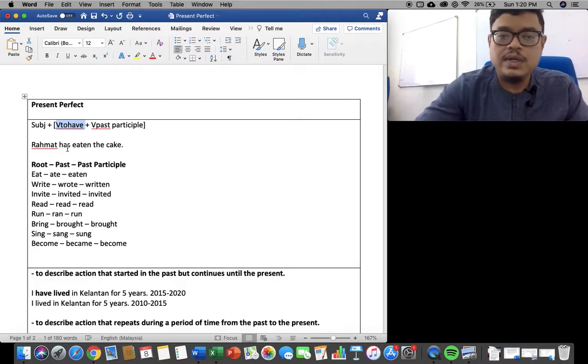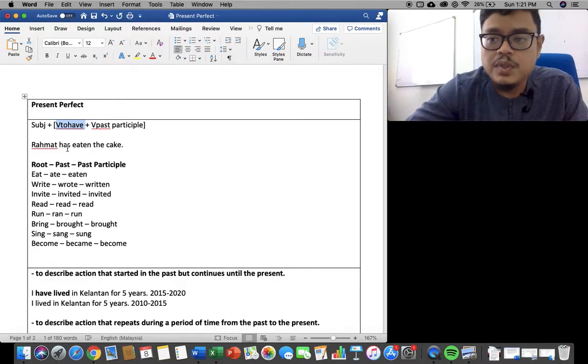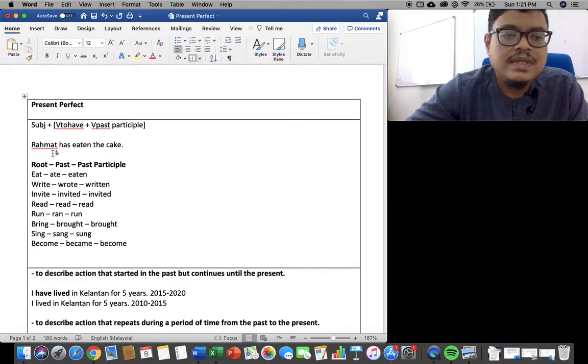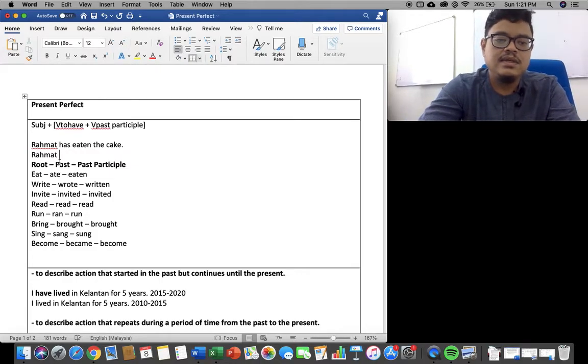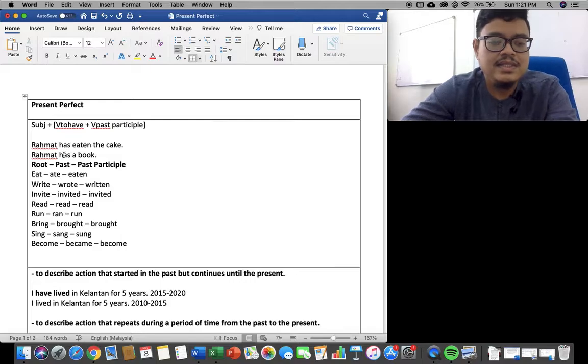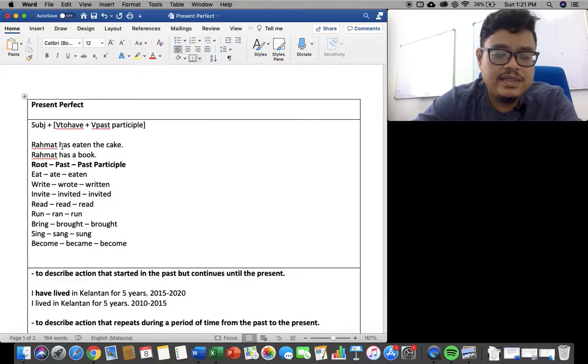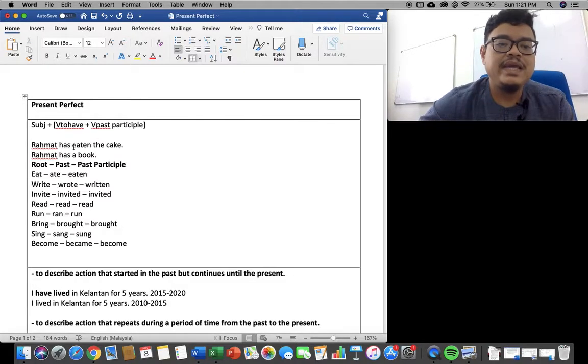I have a book. It does not have the same meaning as here, right? If I write Rahmat has a book. Has here is not the same as has here. Has here is possession. Has here, we use it to indicate that the sentence is in the present perfect. Rahmat has eaten the cake.